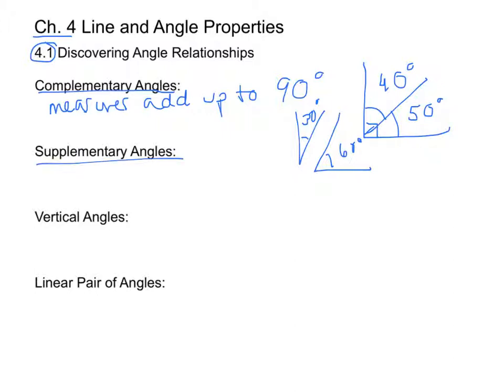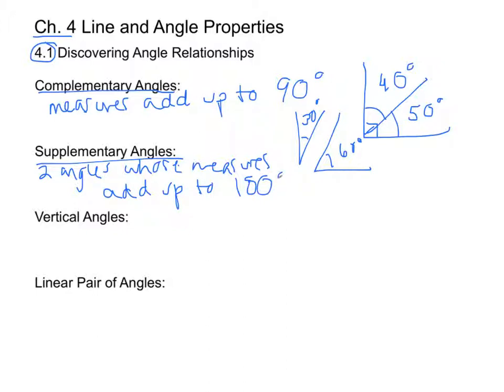Supplementary angles are very similar. They're two angles whose measures add up to 180 degrees. So they look something like this, where you could have, say, this is 50 again, then this would be 130 degrees. And again, they don't have to share a side. They could be like that.